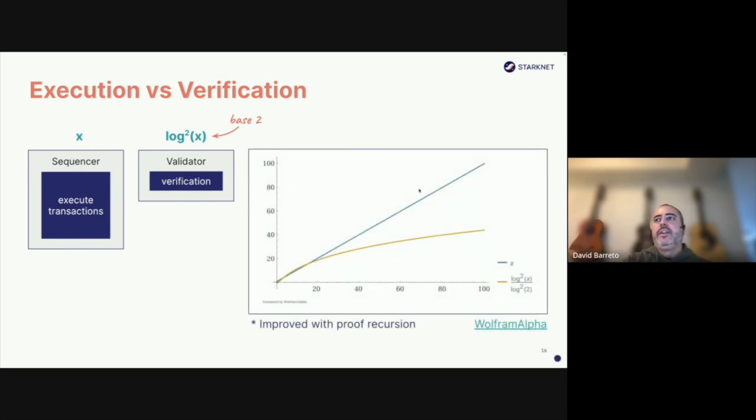So the blue line will be the effort of the sequencer, and the yellow line is the effort to verify that validity proof on layer 1. As you can see, the more complex the computation is, this gap becomes wider, and that's what you gain in performance. This is a type of compression of computation. And this is just the baseline of the system. It actually gets improved a lot with recursion.